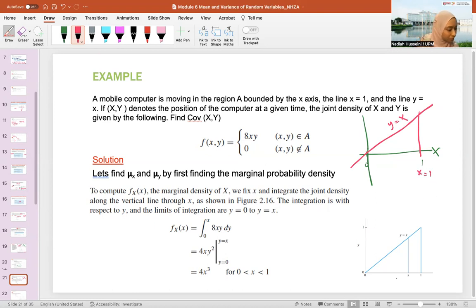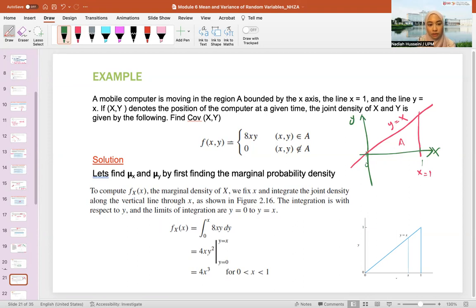So it's telling us that our mobile computer is moving in the region A, and region A is this triangle. Not that hard, right? If X and Y denotes the position of the computer at a given time, the joint density of X and Y is given by the following.